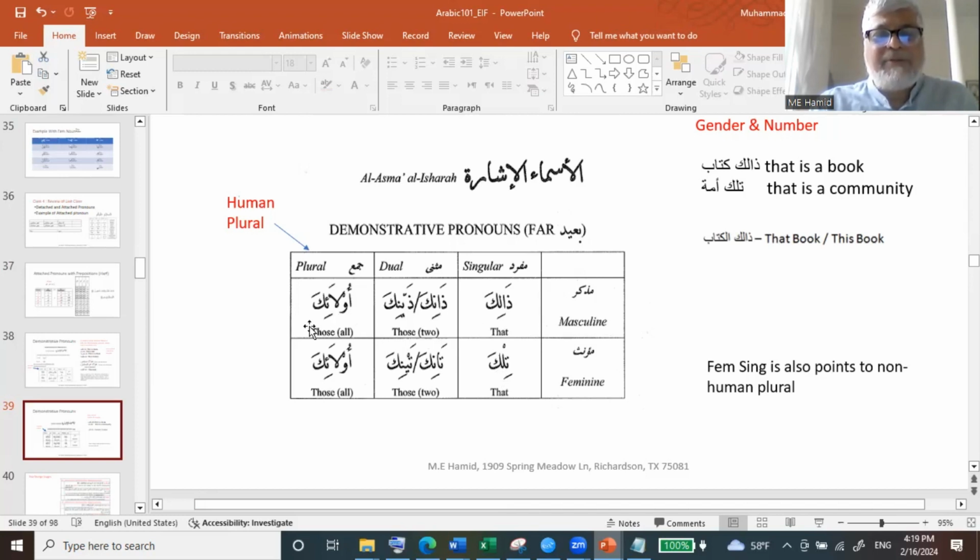And let's forget about this. Plural is "ulaika," those. So those in masculine and feminine have the same spelling. So in plural we will not be able to distinguish them, but certainly we can distinguish them in singular form, or even in dual form, "zanika, tanika." It is a far demonstrative pointer that points to something masculine or something feminine.